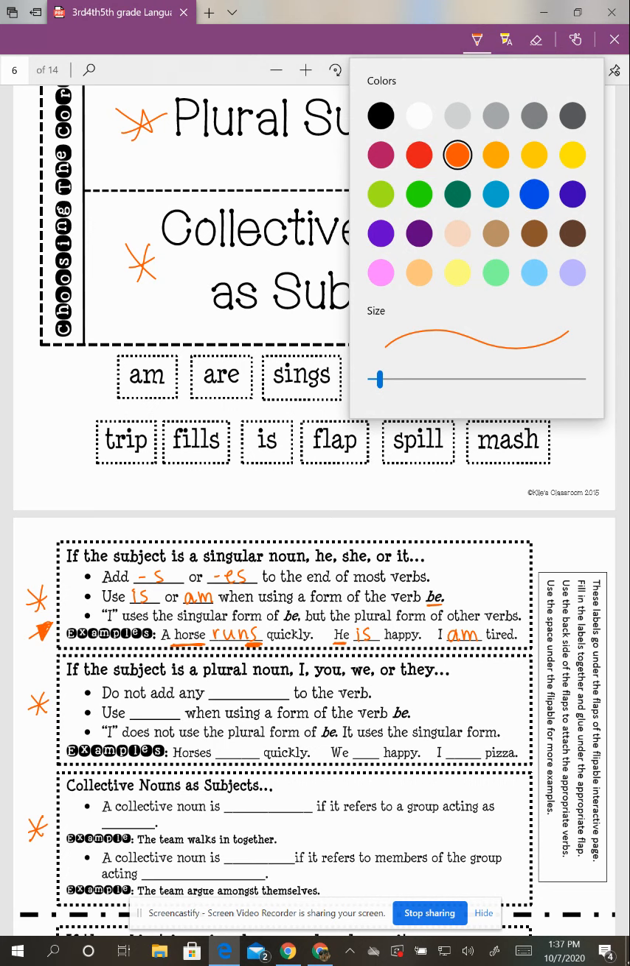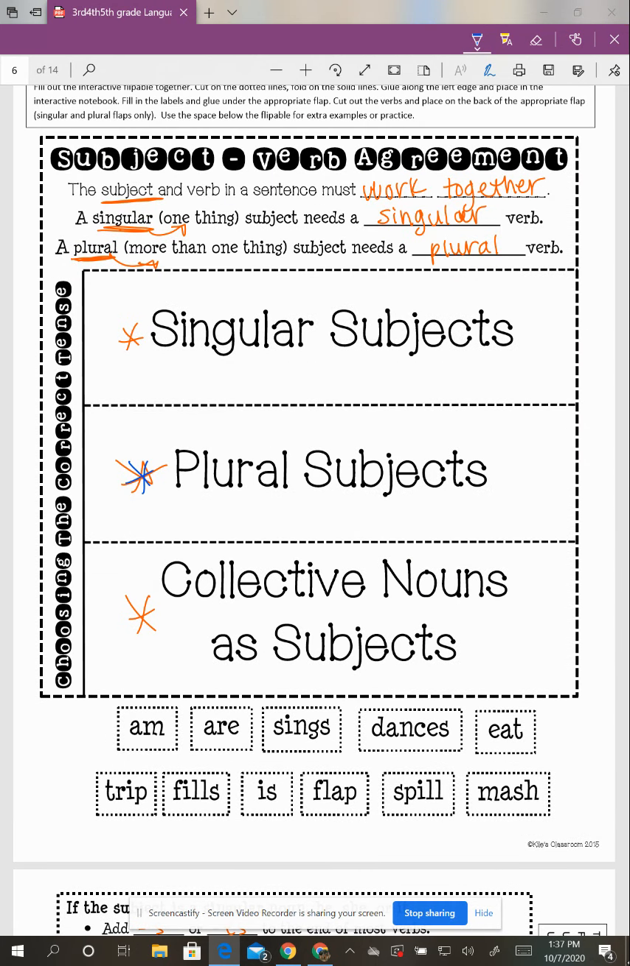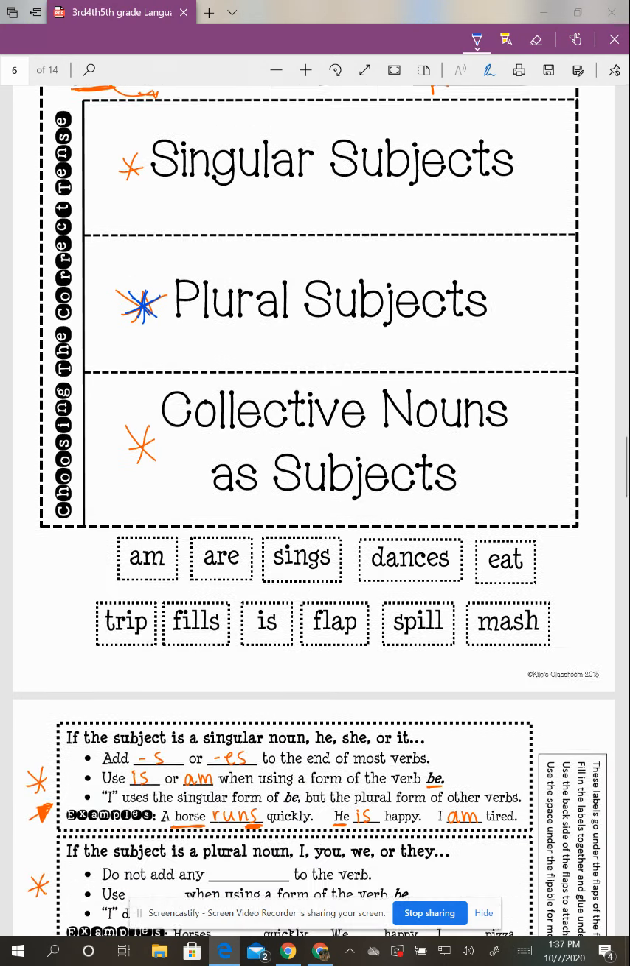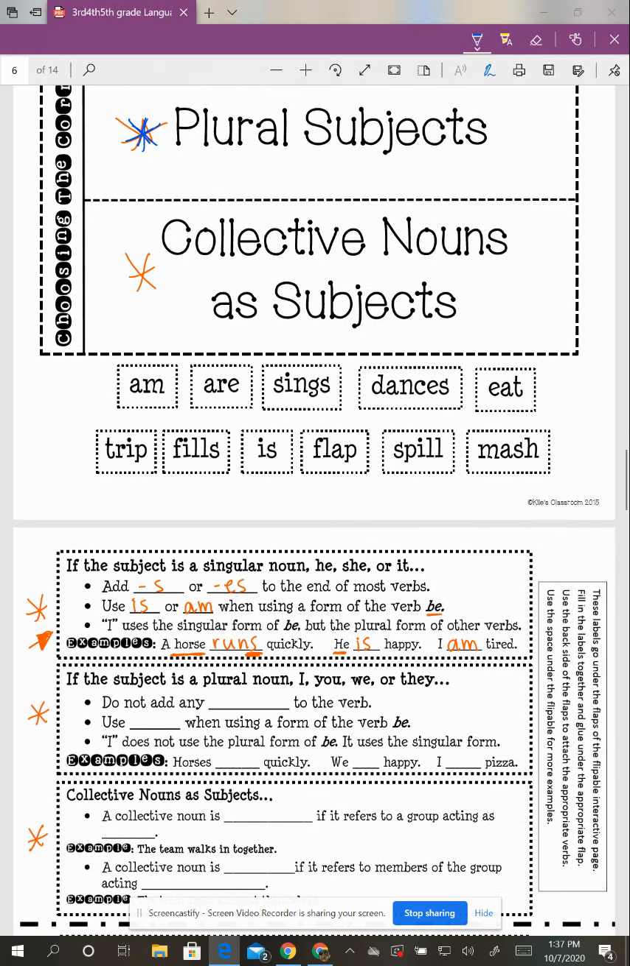Let's talk now about plural subjects. This is where I'm at now, plural subjects. This tab I'm going to show you is going to be glued under the plural subjects tab. It says if the subject is a plural noun, or the word I, you, we, or they, we don't have to add any endings to the verb. We're also going to use the word are as our form of be. And now the word I doesn't use the plural form of be, it uses the singular form, and that's what we talked about up here.